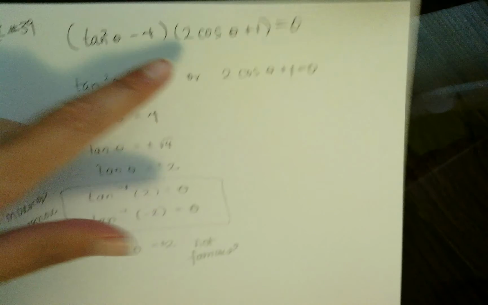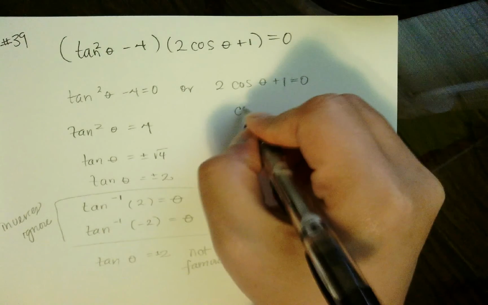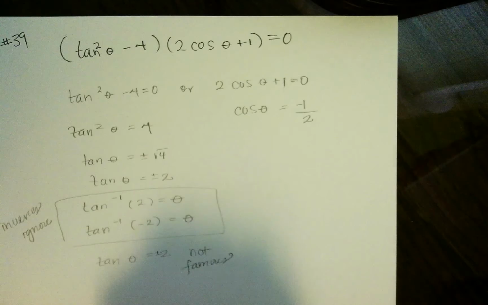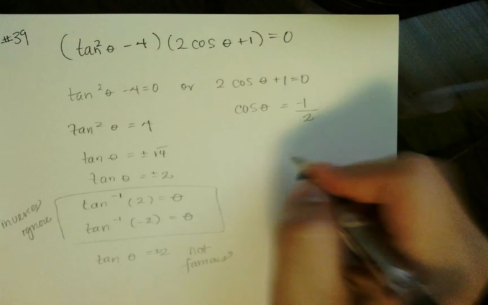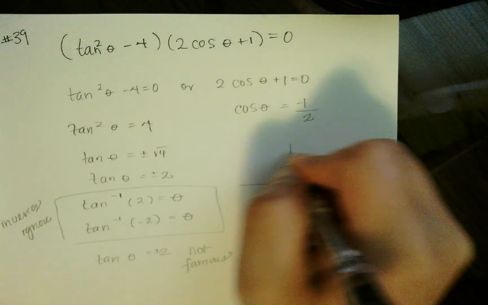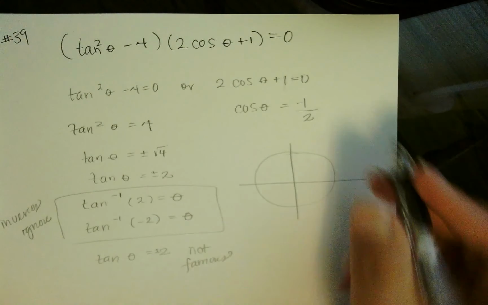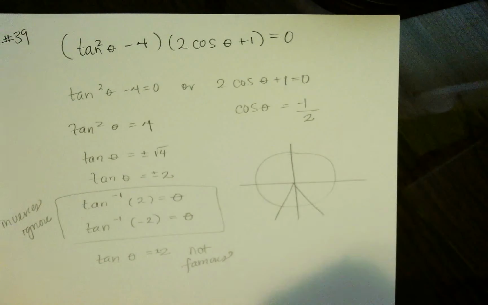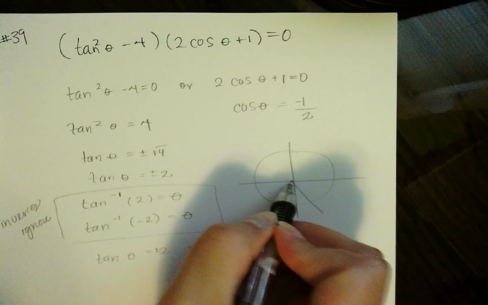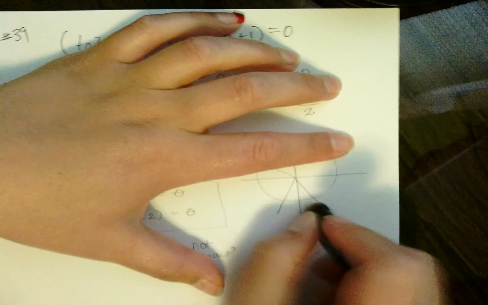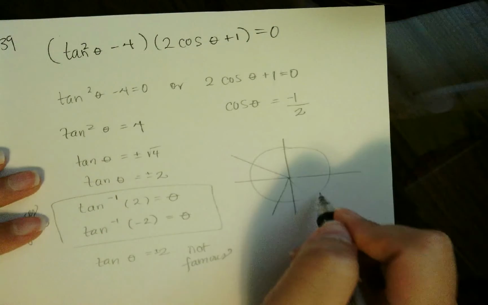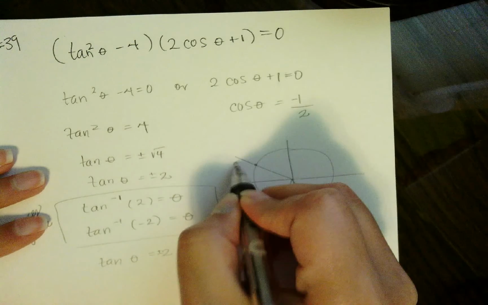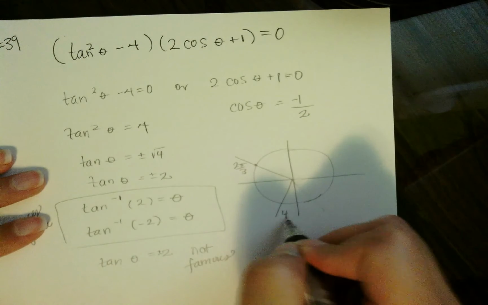2 cosine of theta plus 1 equals 0. So get the cosine of theta by itself. Negative 1/2, right? And then where is cosine of theta negative 1/2? 2 pi over 3 and 4 pi over 3. Yeah, I drew the wrong ones. Good job. Those two. So cosine is negative in quadrants 2 and 3. So 2 pi over 3 and 4 pi over 3.